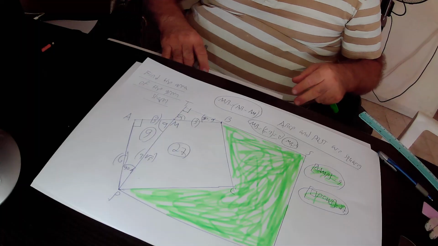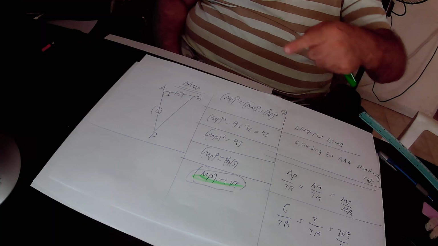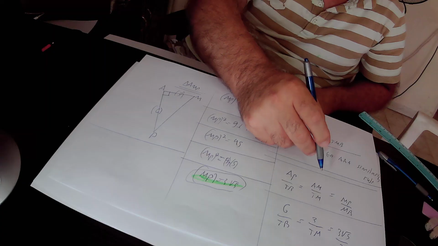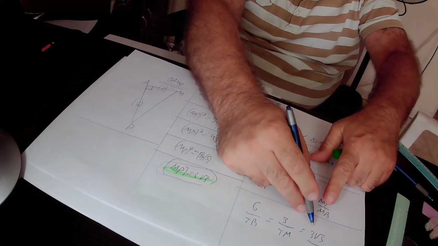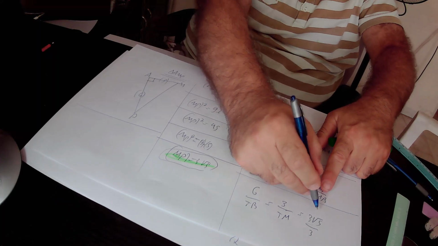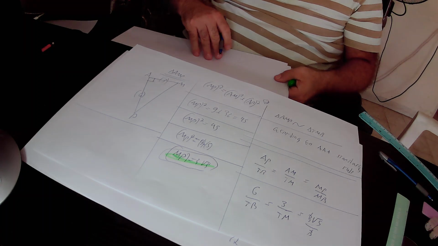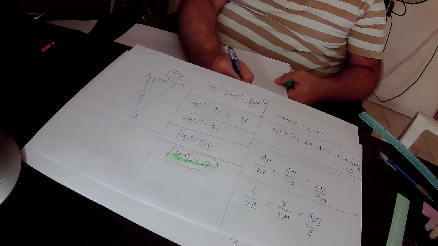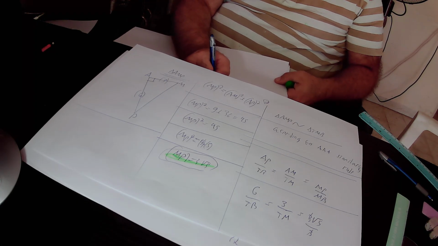So in total, we found out that 6 over TB equals 3 over TM equals 3 times square root of 5 over 3. So here we have 3 in the numerator and 3 in the denominator, so the 3 will get cancelled. We are left only with square root of 5. So in total, we found out that 6 over TB equals 3 over TM equals square root of 5.